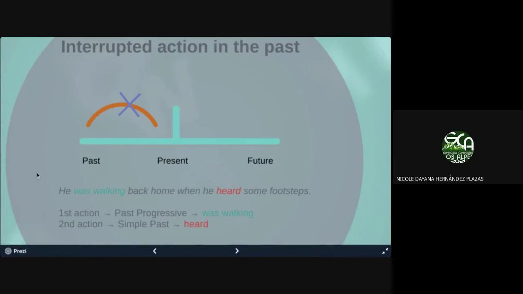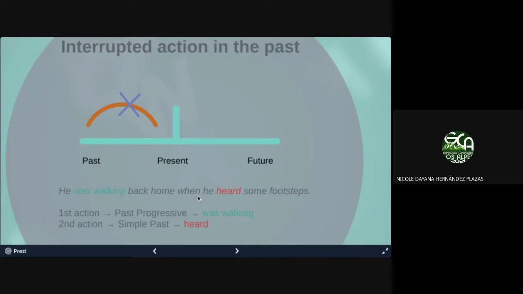So the fact that he was walking is interrupted, like look at the X, is interrupted by the sound of some footsteps. So here you have the first action goes in continuous or progressive, was walking. The second action goes in past simple. Why? Because this second action is going to interrupt this first action.